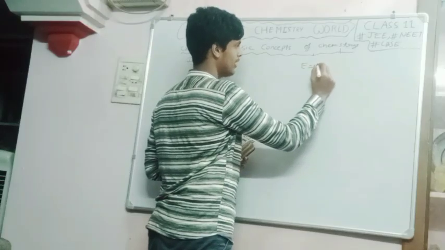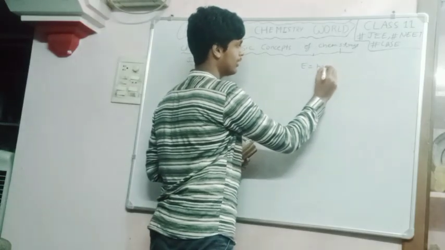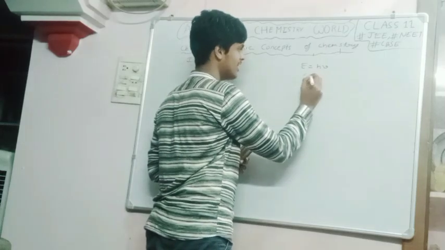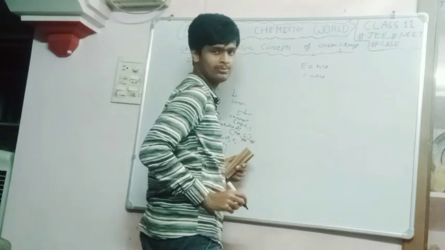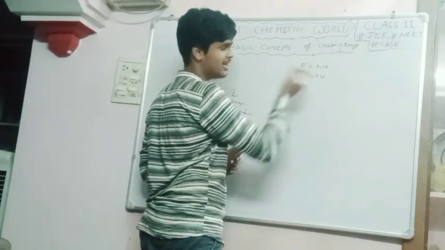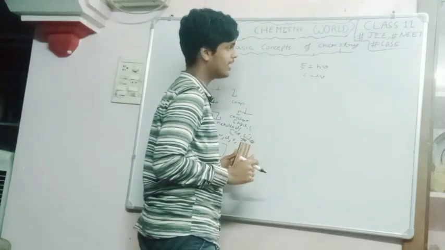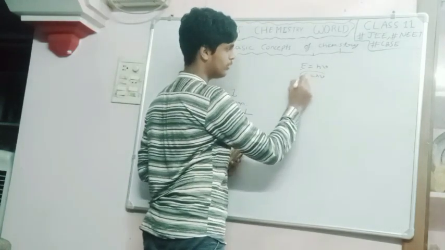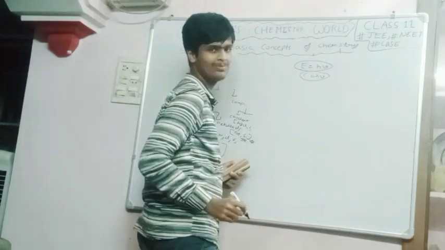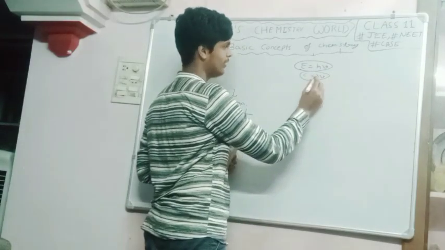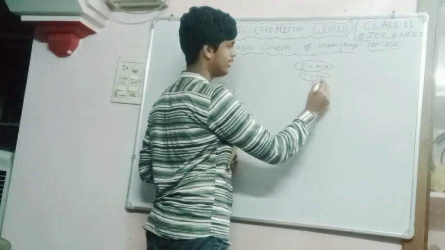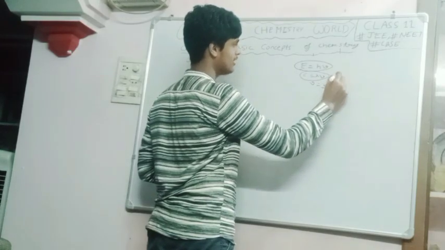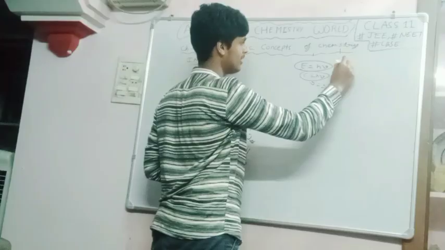E is equal to h nu. This is one formula I gave you. And c is equal to lambda nu. If you want to express energy and derive the relationship between energy and wavelength, how will you do it? You need to link up these two formulas. It's all about your skill. In terms of nu, nu is equal to c by lambda. This is equation 1, this is equation 2, and this is equation 3.